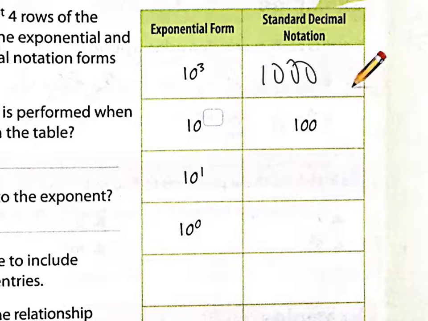Okay, so the next one says 10 to the blank power equals 100. Gavin? 2. Not 1. 2. 10 to the second power. So 10 times 10, right? 10 times 10 equals 100. Okay. What's up, Matthias? Yeah, it's 10. Good job, Matthias.